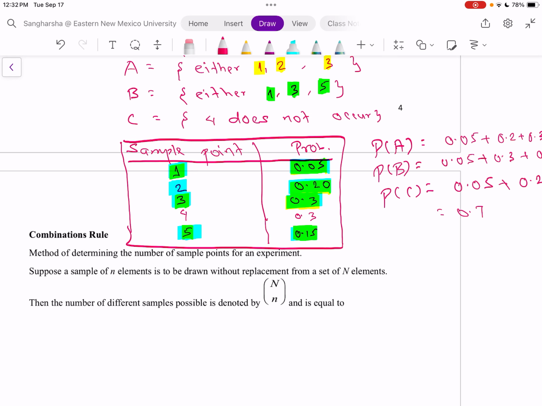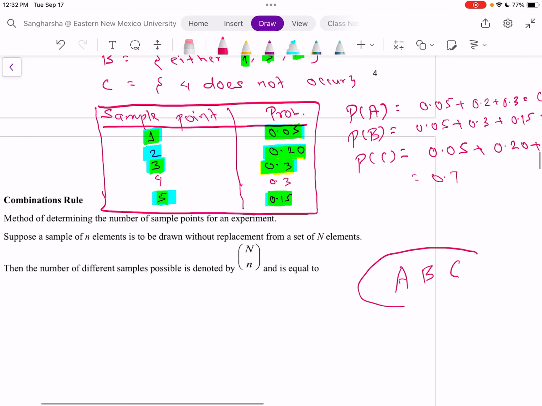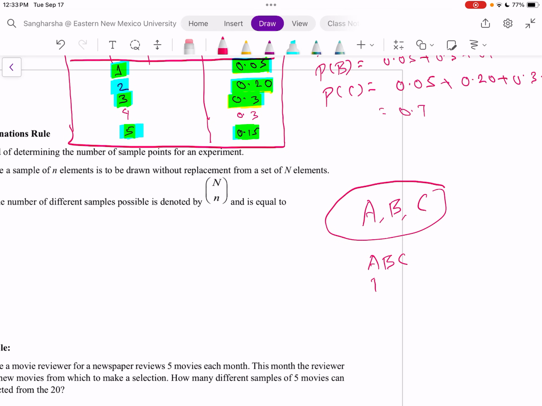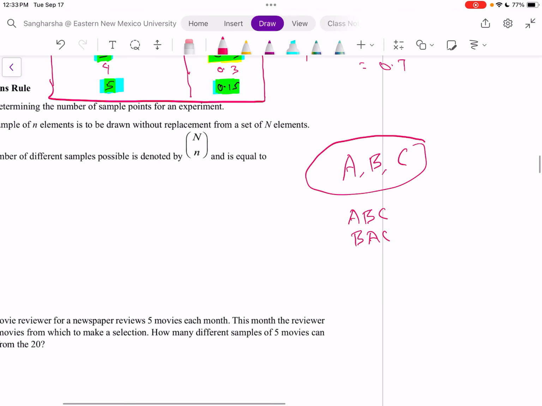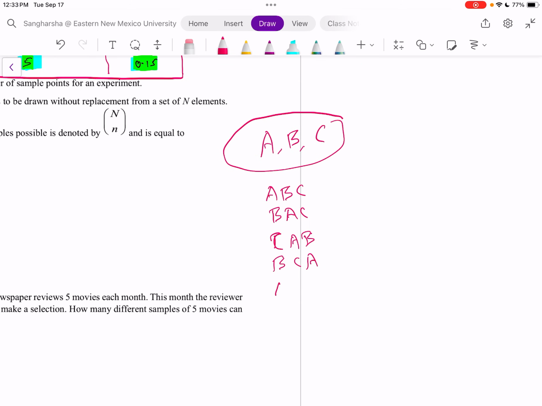Before that, in how many ways can you arrange these 3 letters? Let's try. You can have A, B, C, this is one way. B, A, C. What is the other? C, A, B. B, C, A. Any more? A, C, B. C, B, A.